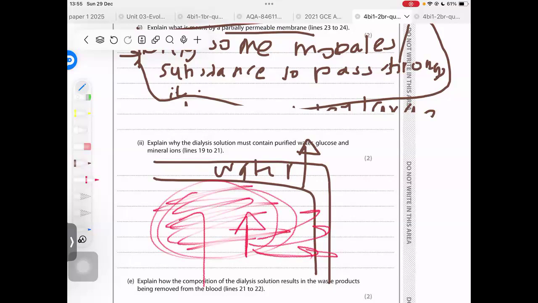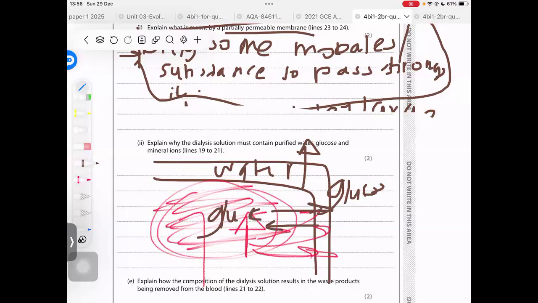In excretion, we are only excreting the excess amount of water that we are having. We are trying our best to retain the water because water is essential for us. So it's essential that the dialysis solution should contain purified water. Not just that, it should also have glucose, because when glucose is of similar concentration to the blood, there is no net movement of glucose in or out of the blood.